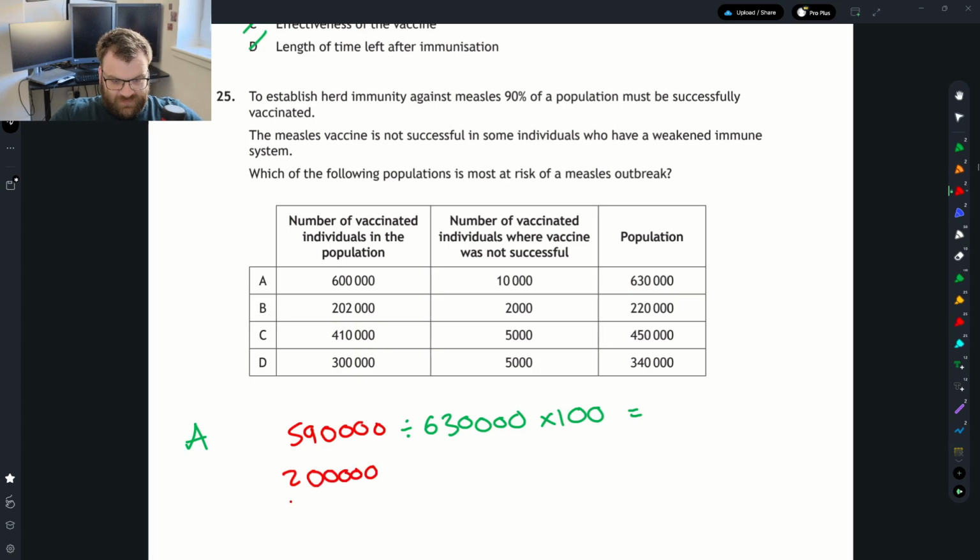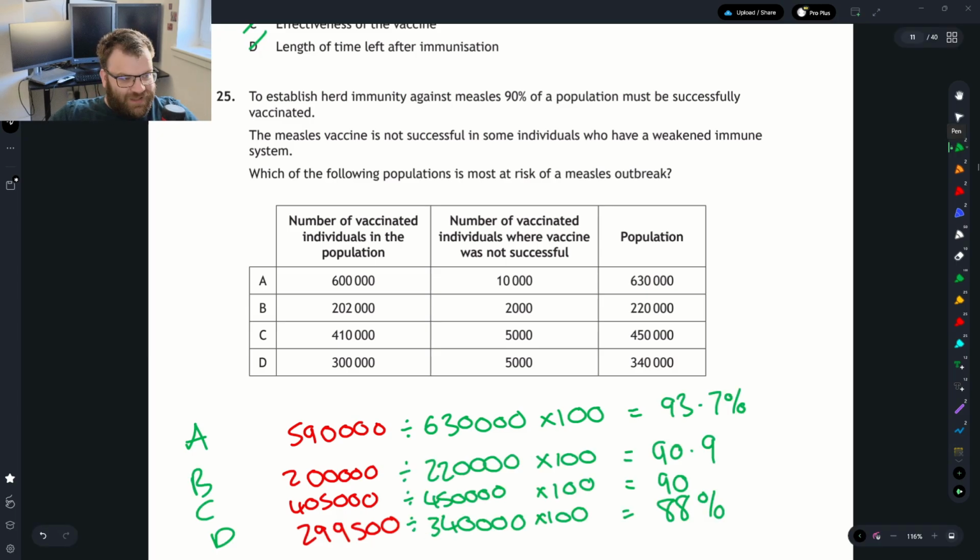200,000. And then we've got 405,000 for C, and then 295,000. Then normal service is resumed. Divide them all by their populations and times by 100. What you should do here then is use your calculator, working out how many were successfully vaccinated, and then divide that by the total population times by 100 to turn them into percentages. And D has the lowest percentage vaccination, and that would mean that they would have a greater risk of outbreaks.